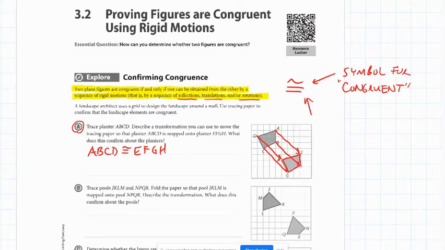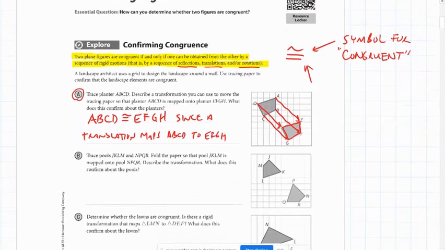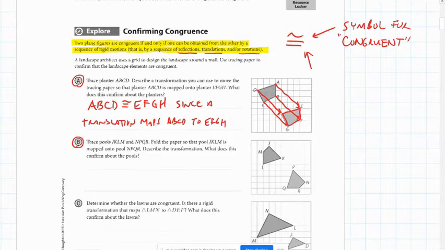Okay, so we can say these are congruent since a translation maps ABCD to EFGH. And then we can do the same kind of thing in example B.